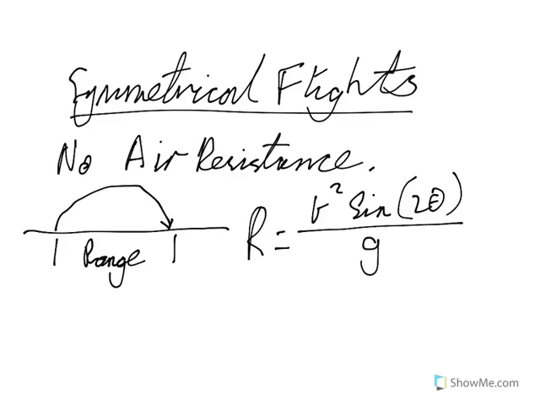Now that may or may not be handy, so what do we mean? There's our V, and here is our theta in here. So this is something to have on your formula sheet, but be very careful about it in that it's only for symmetrical flights, so air resistance is 0. So that leads us to air resistance.